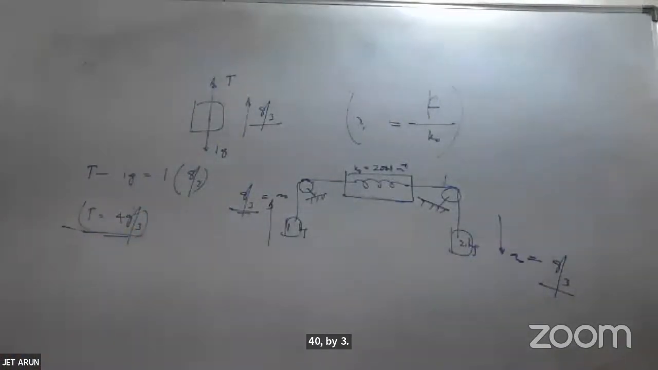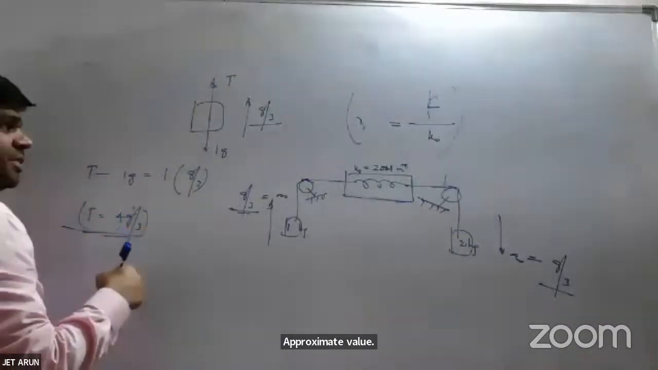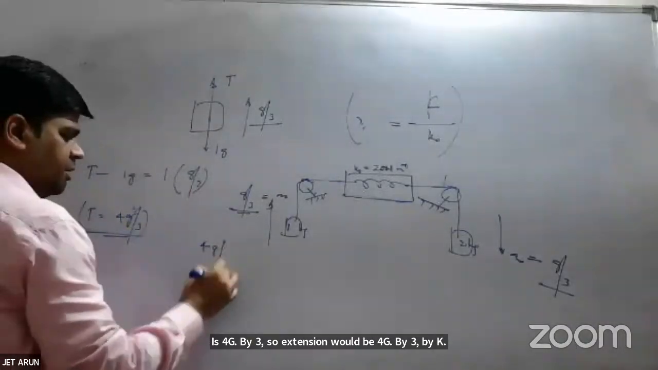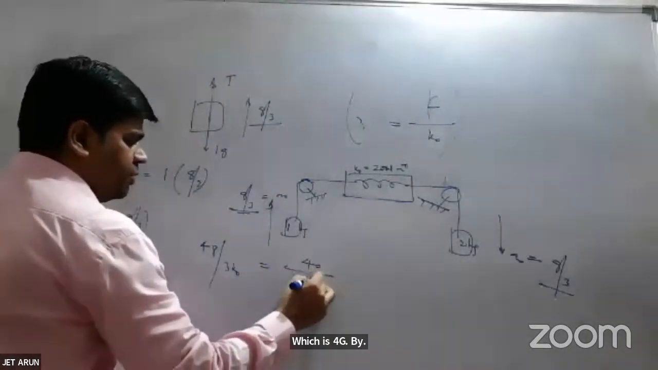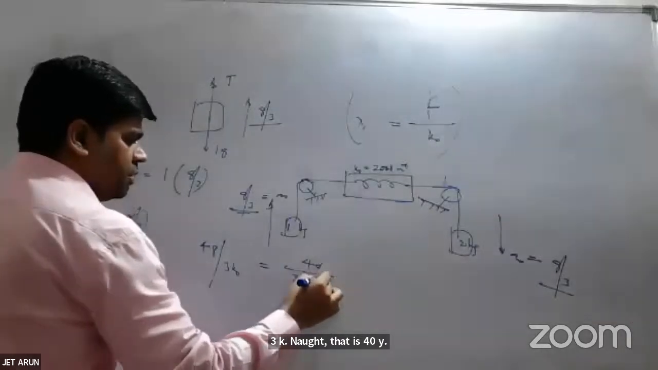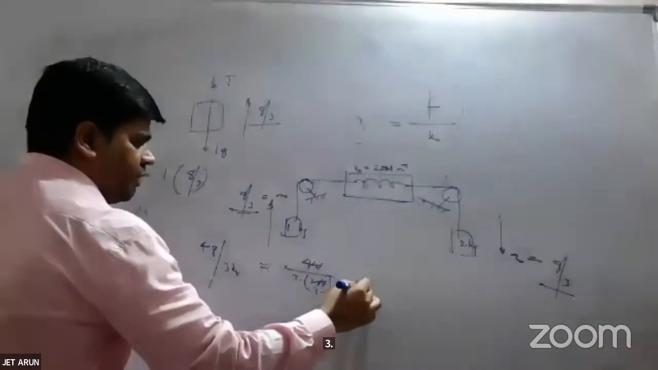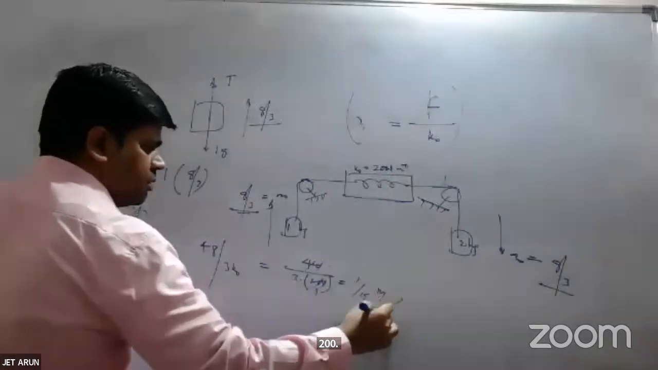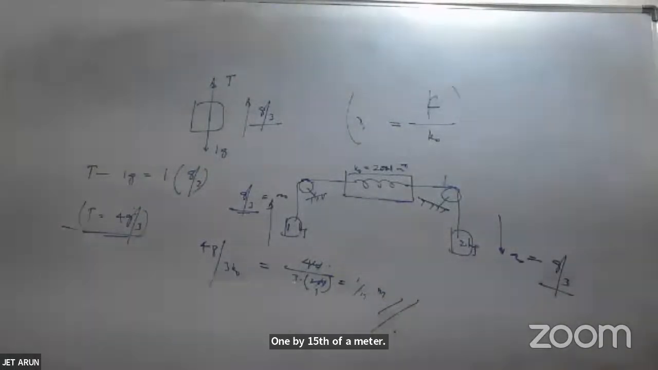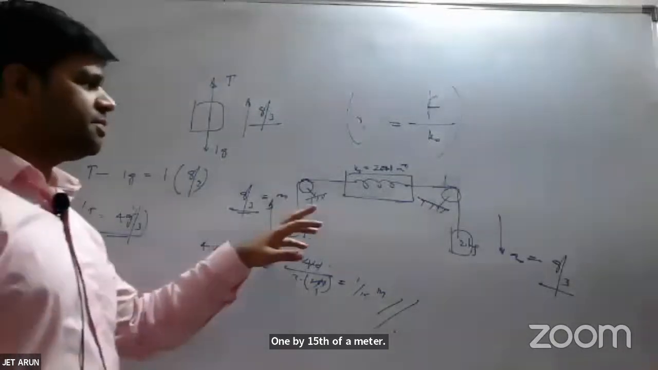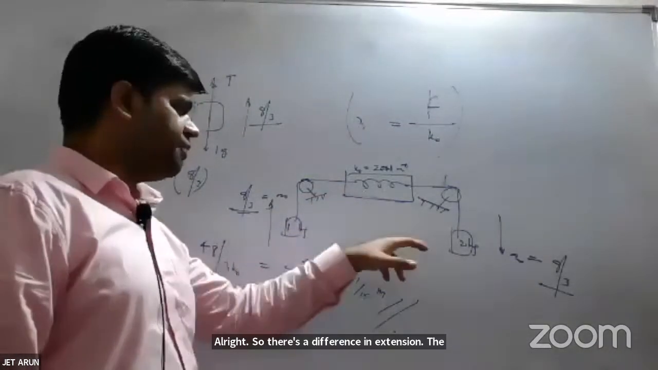Let's say g is 10 for convenience, an approximate value. T is 4g by 3. So the extension in the spring will be 4g by 3 by k naught, which is 40 by 3 into 200, 1 by 15th of a meter. So there's a difference between the extension in the spring before and in this case, because the masses are different now.